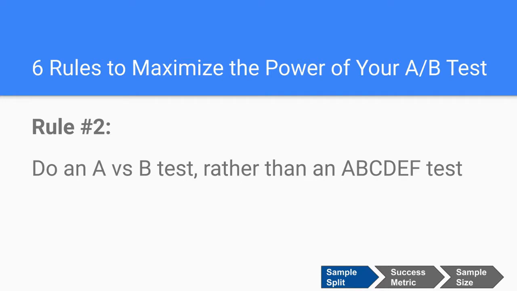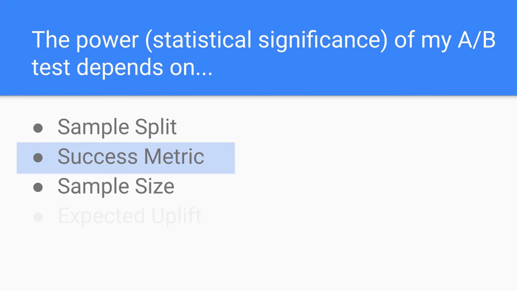Rule number 2, do an A versus B test instead of an A, B, C, D, E, F test. So hopefully this is pretty intuitive because the more you split your sample, the smaller the groups are going to get and the lower the power you're going to have. That concluded our discussion on sample split. Now let's take a look at success metrics.